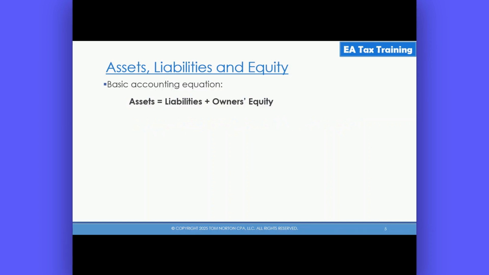This is the basic accounting equation. If you've ever taken an accounting or a bookkeeping course anywhere, you will have learned this at the very beginning of your course. This equation is assets equals liabilities plus owner's equity. It is said if you truly understand this equation, then you can solve any accounting problem. This equation is accounting. The easiest way to understand what this equation means is to think about this hypothetical scenario.